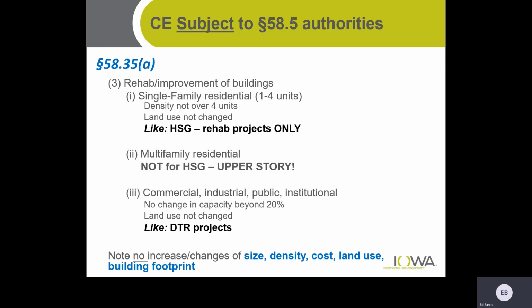So some other common examples of categorically excluded subject to: single family residential, as long as it's not over 4 units. And again, upper story does not qualify. And commercial, industrial, public, or institutional projects, again, below 20% and without a change in land use. So you cannot have an increase of size, density, cost, land use, or a building's footprint. Okay.